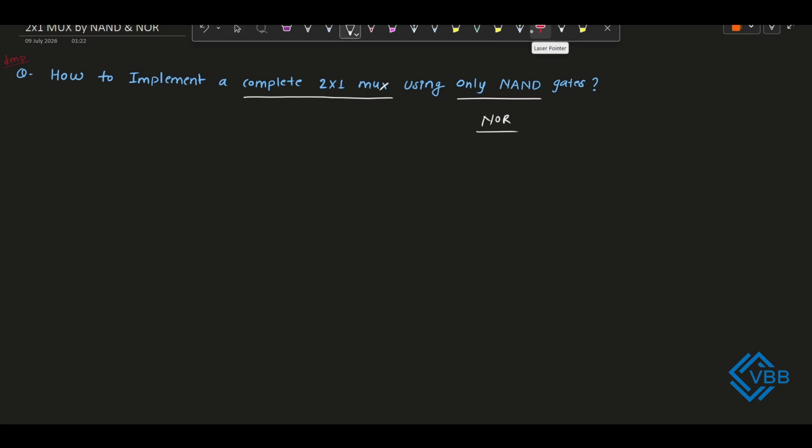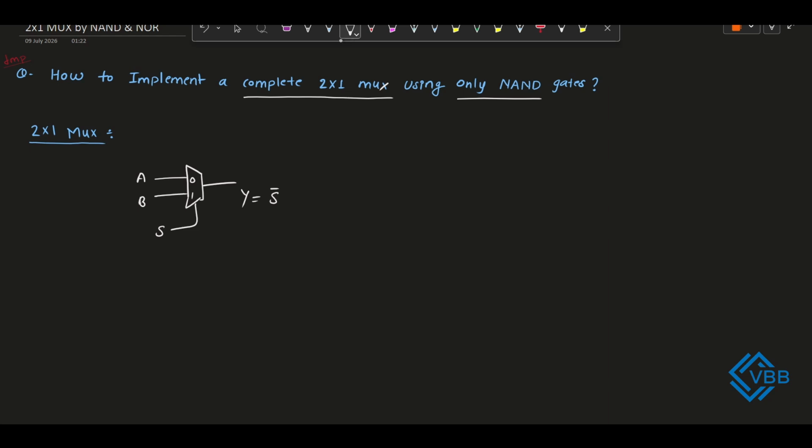Before starting the implementation, let's quickly revise how the 2:1 MUX works. As you all know, this is the symbolic representation of a 2:1 MUX. If there are two inputs, let's suppose the first input is A and the second input is B, then based on the select line, let's suppose the select line is S, the output will be decided. So how will we write the output expression? It will come like this.